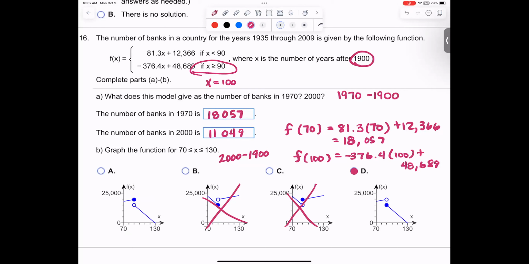And you can certainly graph this, but you're not going to see the solid dots and the holes. You can see the shape of it though, and they do give you the window. So you could graph this. Let's give it a try. Let's graph it.